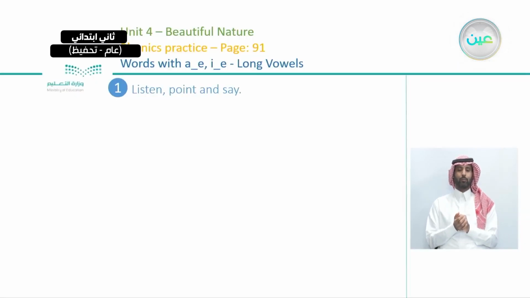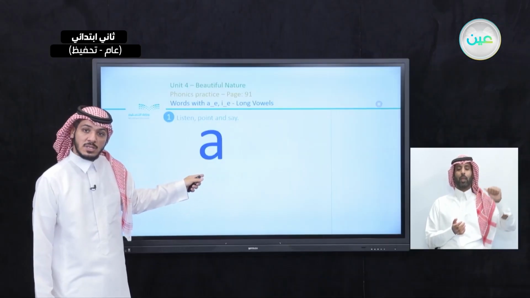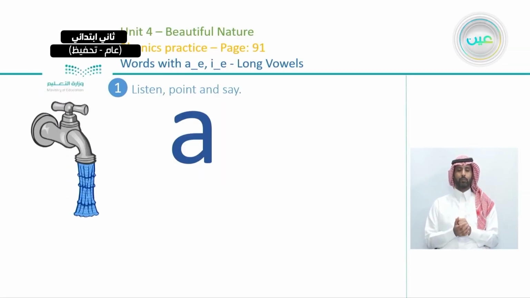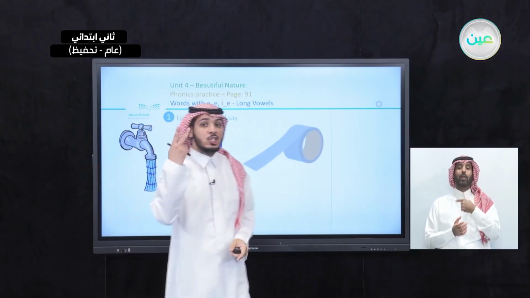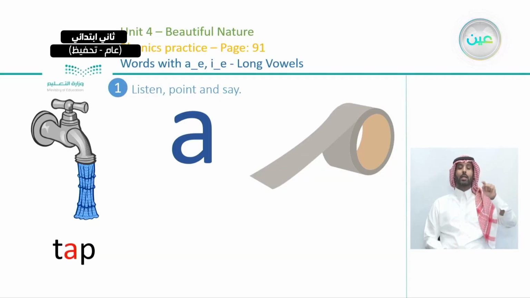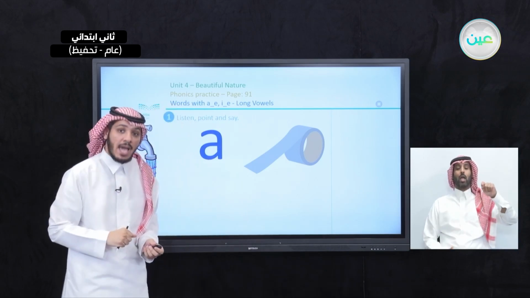So number 1, listen, point, and say. Okay, so now we have A. What is this? This is A. Okay, and A here is pronounced in two ways, okay? So we have this and this. This is called what? Tap, okay? When you open the tap to get water. So this is called tap, okay?